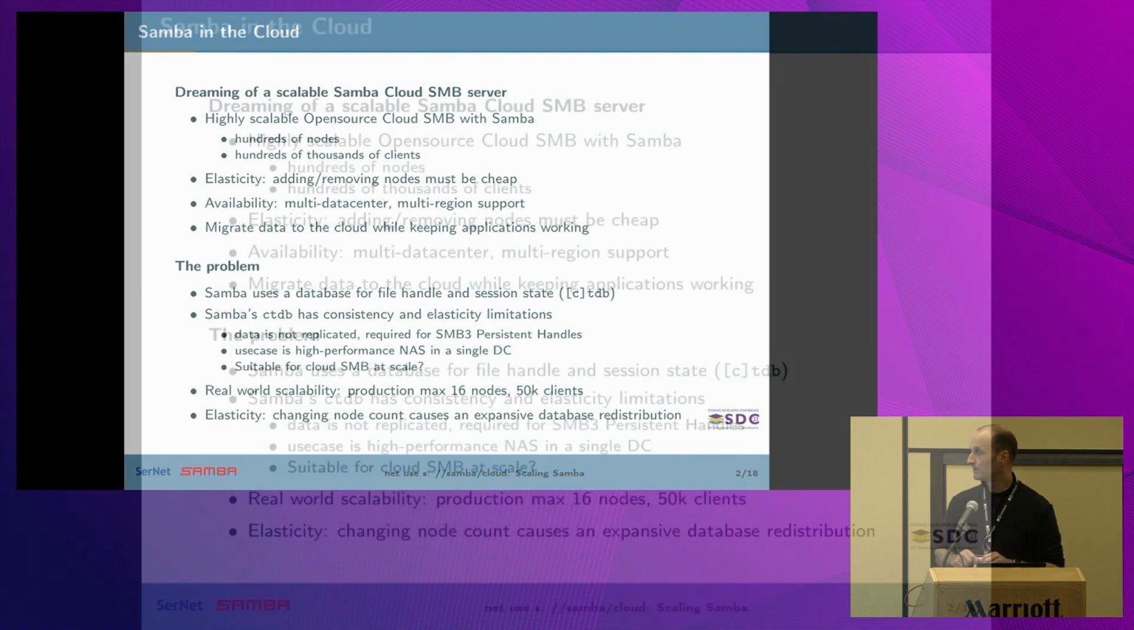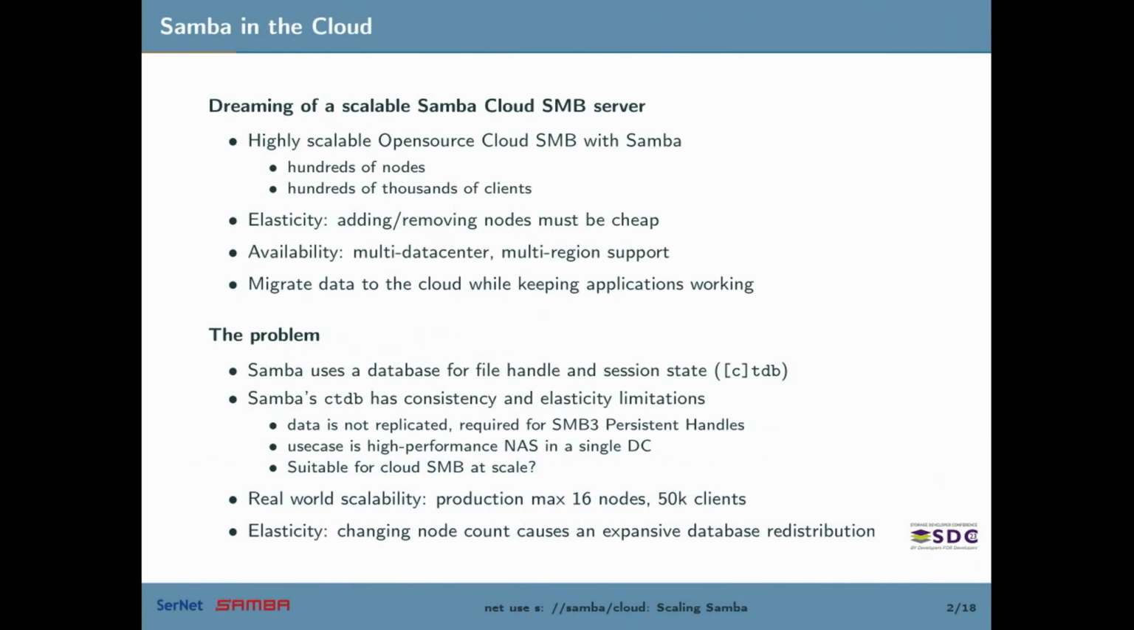So, coming to the problems that we might be facing with current Samba if we put it as is in the cloud. Samba uses a database for file handle and session state. On a standalone file server, this is called our TDB database, and on a Samba cluster, which this presentation is going to be about, we use our CTDB clustered database. And CTDB has certain consistency and elasticity limitations.